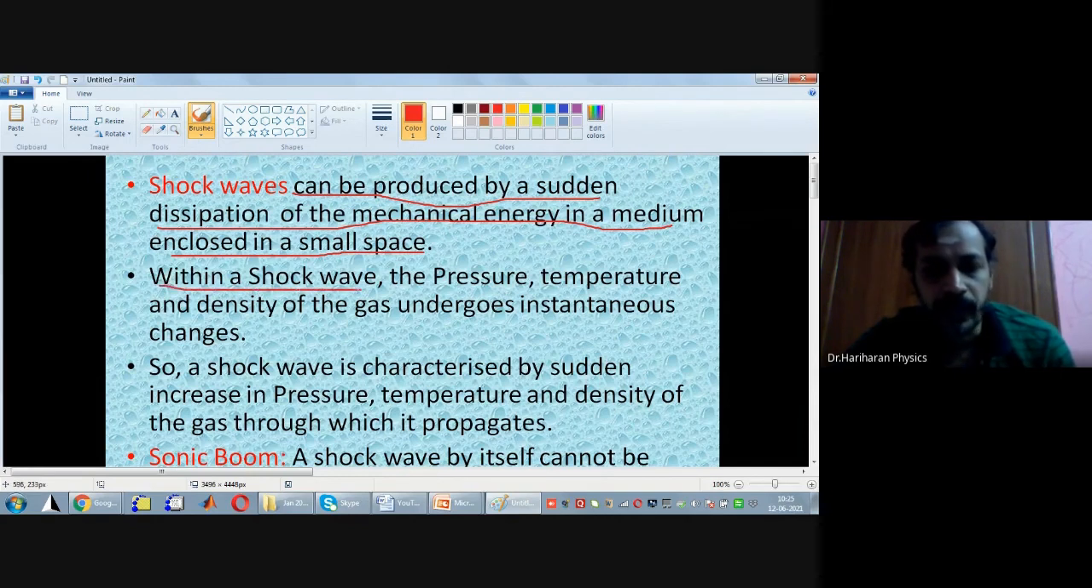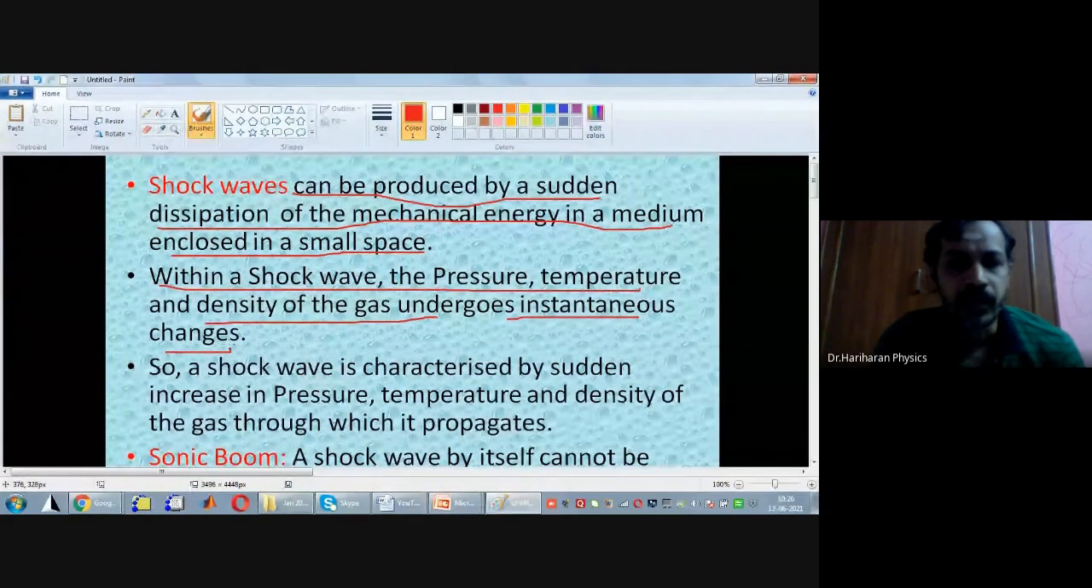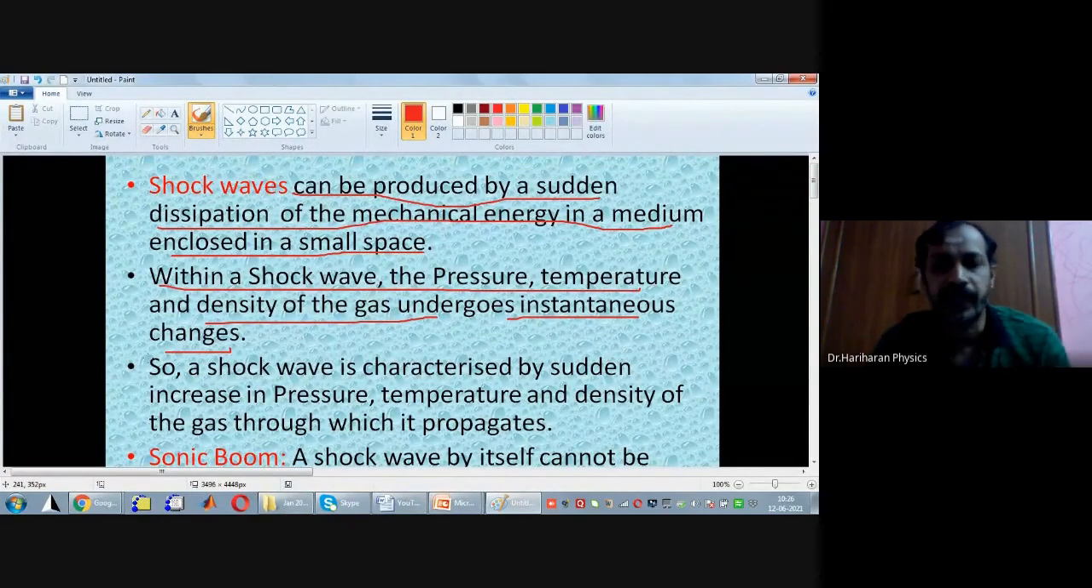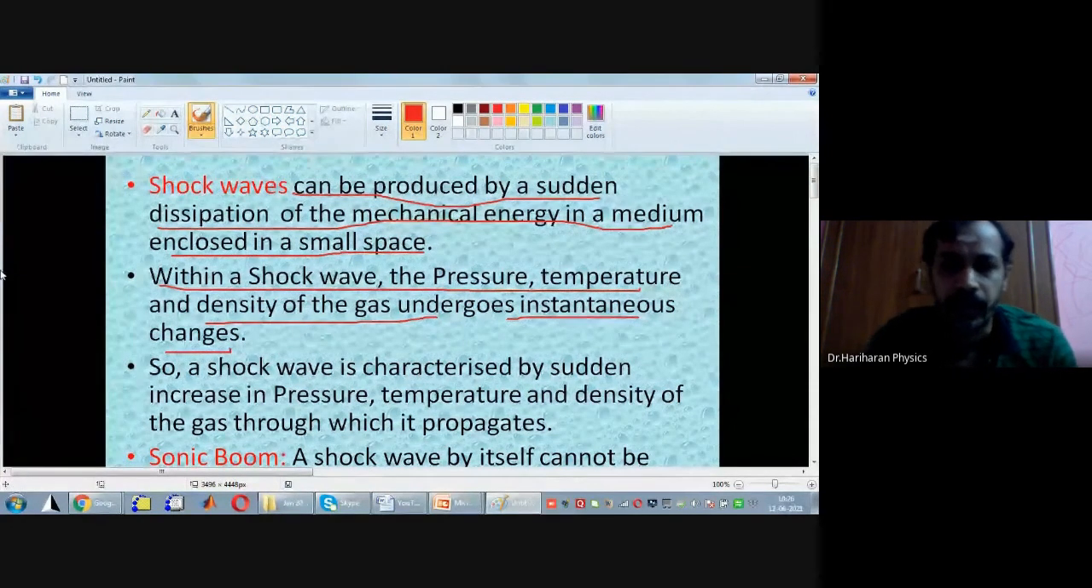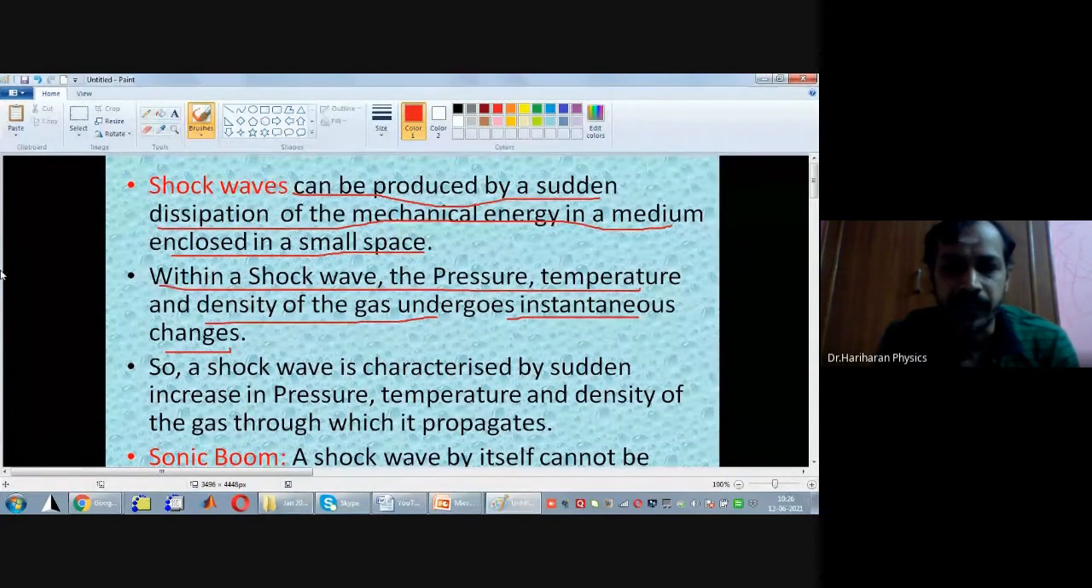Next, within a shock wave, the pressure, temperature and density of the gas will undergo a large change, which we call instantaneous changes. Instantaneous means right now, very quickly. So within a shock wave, the pressure, temperature and density of the gas will undergo instantaneous changes. That is what I was referring to in that locus of the direct common tangent. The thickness is going to be very small, but within that small region, the density, pressure and temperature of the gas are going to be very high.